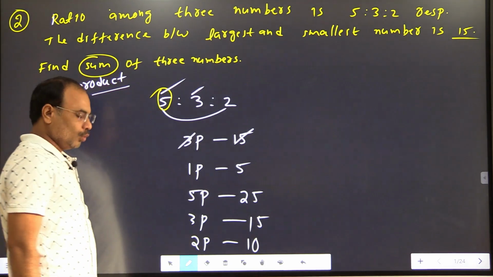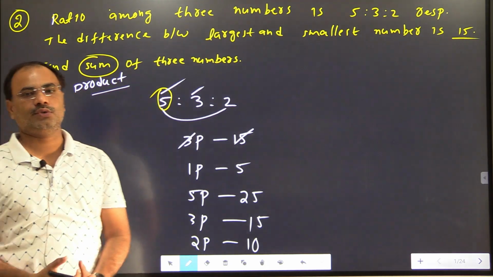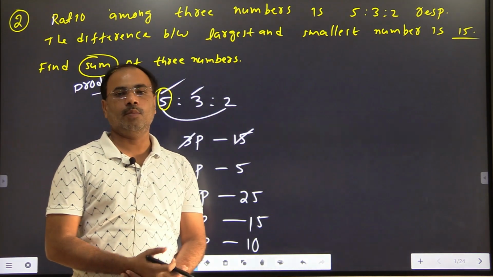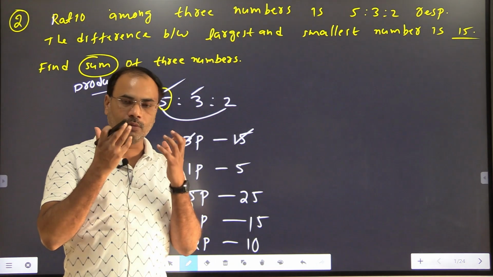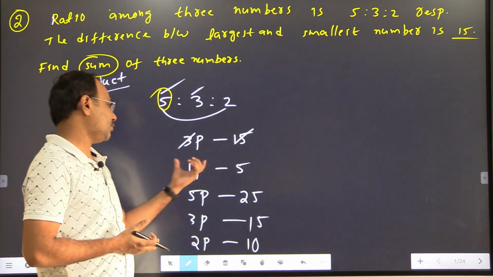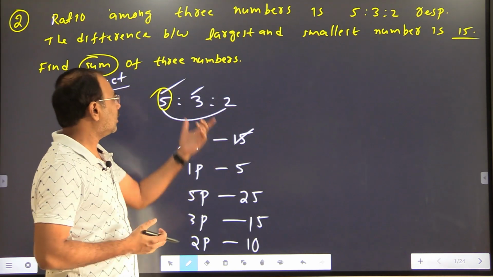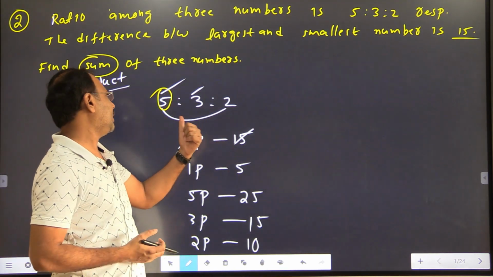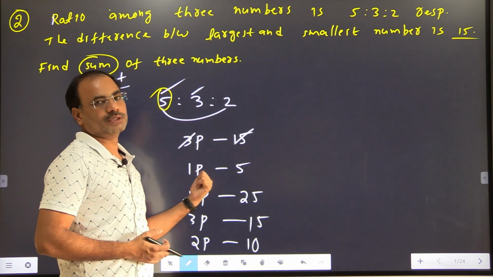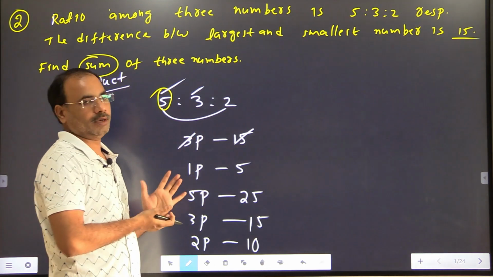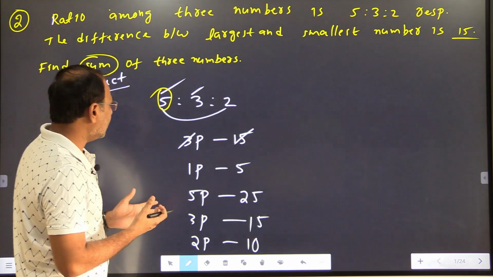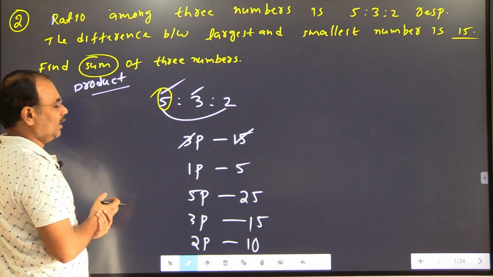So to find multiple numbers, more than one number, first you have to find one part. First you have to find one part, then you can find any number. So here we have 3 parts, 15; if we convert this into 1 part, then you can find any number. I want to find 3 numbers individually.